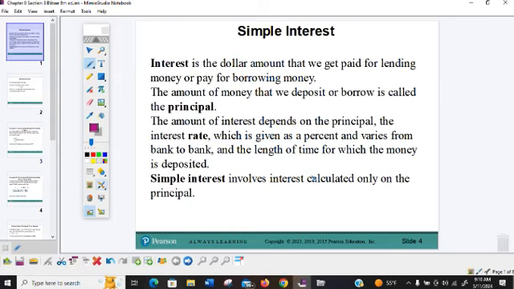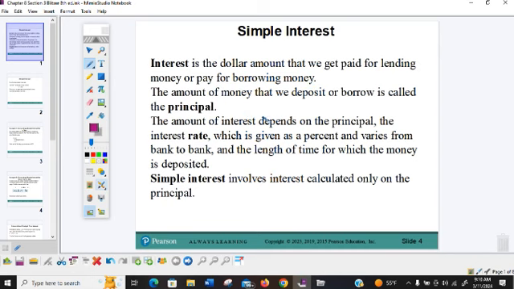In this video, we're going to learn about simple interest. Now, interest is the amount we get paid for lending money, or it's the amount we pay when we borrow money. Okay, so if you have a savings account, you're getting paid. If you're borrowing money, then they're getting paid the interest. The amount of money that we deposit or borrow is called the principal.